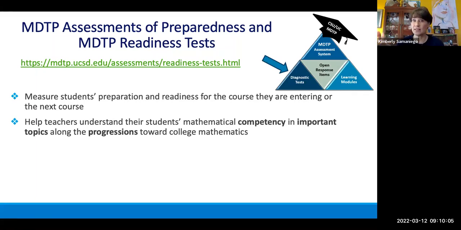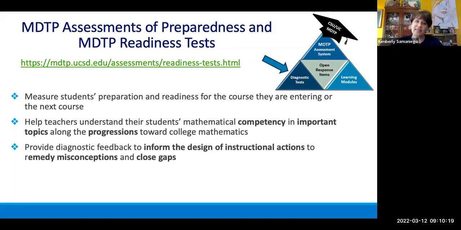MDTP aligns its diagnostic tests along foundational topics of mathematics, and we look at the progressions from the framework to determine how these topics inform college readiness for mathematics. The diagnostic feedback is very robust. We can use it for lots of purposes. We can use it to inform our instructional design, our program design, our lesson design. It helps us learn about potential misconceptions and potential gaps, and also strengths of student learning.